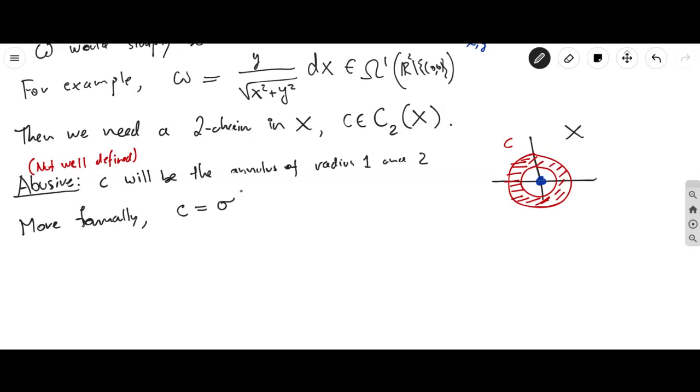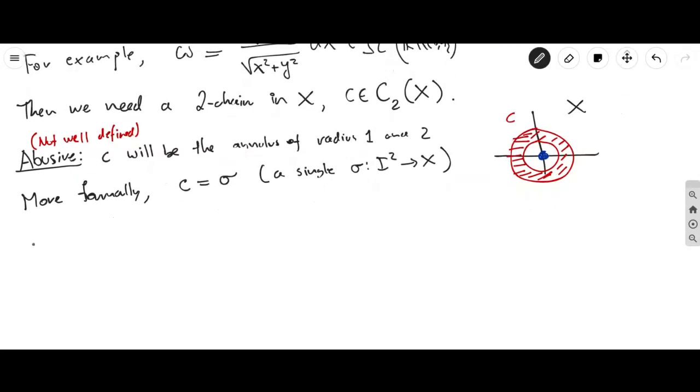C is going to be the following simplex. So this is just a single mapping from the two-dimensional square into X. So our chain will consist of just a single mapping. In general, it's a formal sum of lots of these mappings, but in this case, we'll keep it simple. And the way you can do this is by using polar coordinates. So we're going to define sigma, and this is going to be a map from [0,1] cross [0,1], mapped into X.